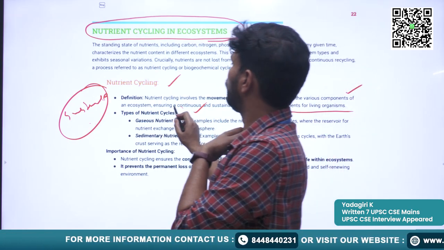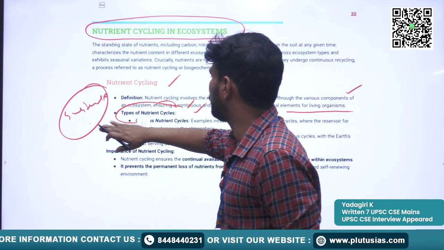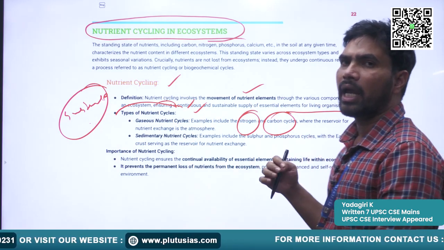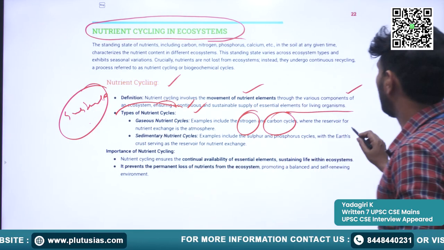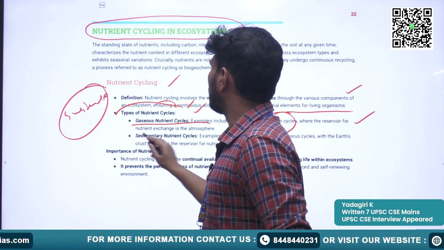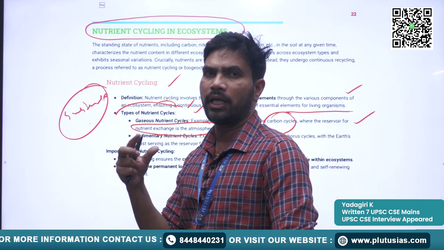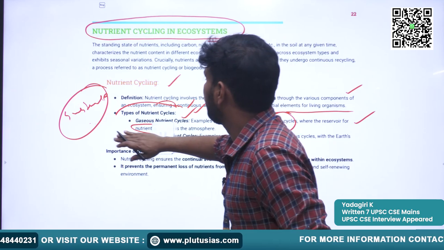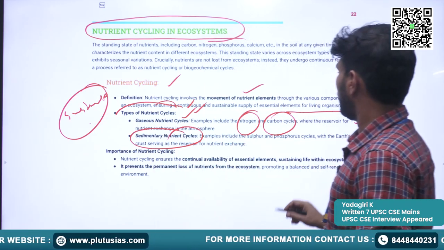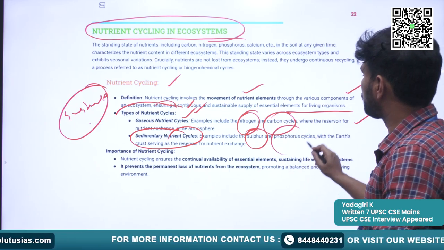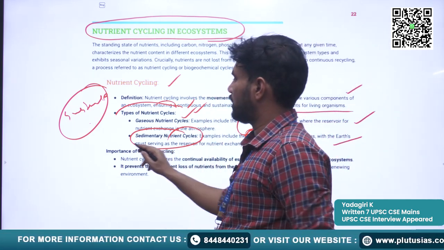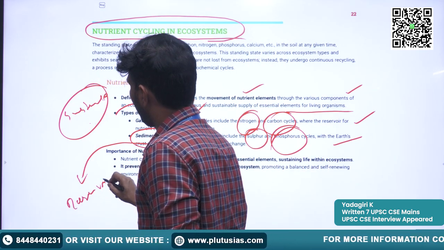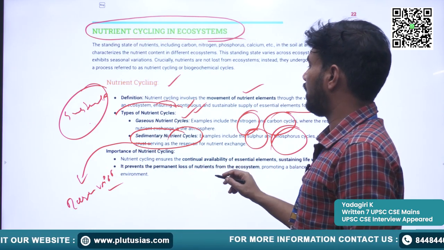There are basically two types of nutrient cycles. One is the gaseous nutrient cycle. Examples include nitrogen and carbon cycles. These are gaseous nutrient cycles, right? Where the reservoir for nutrient exchange is the atmosphere. So the source for nutrient exchange here is the atmosphere. Those cycles are known as gaseous nutrient cycles. Similarly, there are sedimentary nutrient cycles. Examples include the cycles of sulfur and phosphorus. Here the earth's crust will act as the reservoir for the cycling of nutrients.